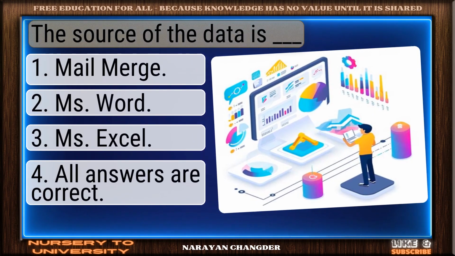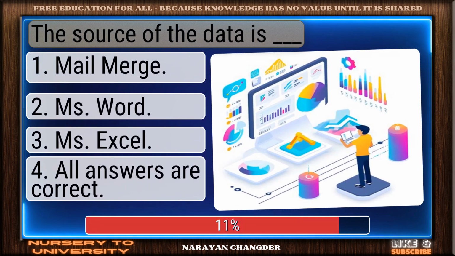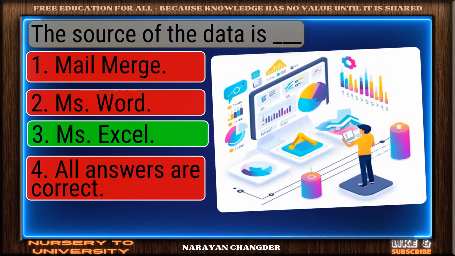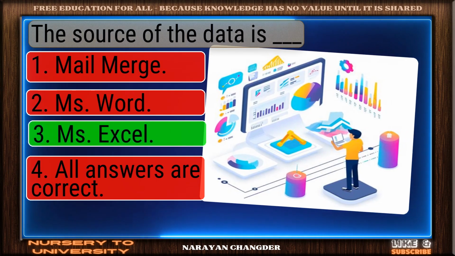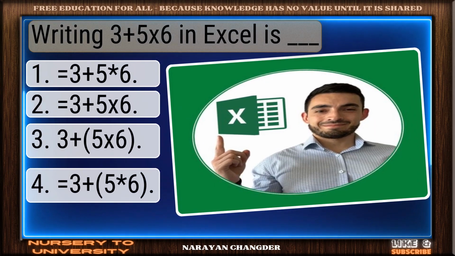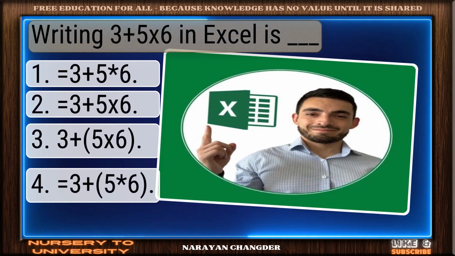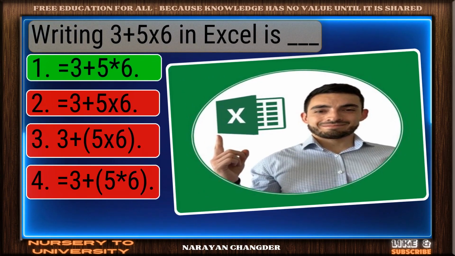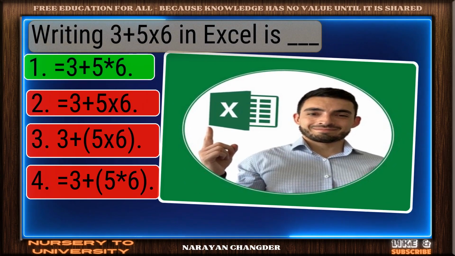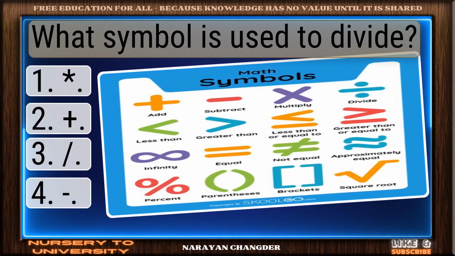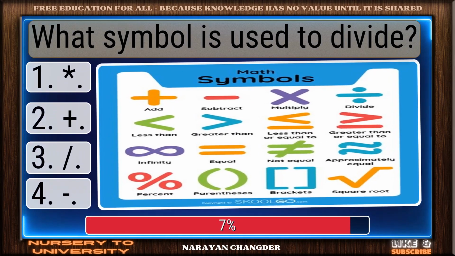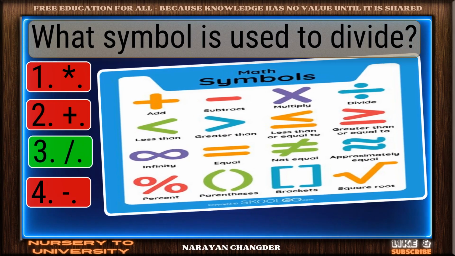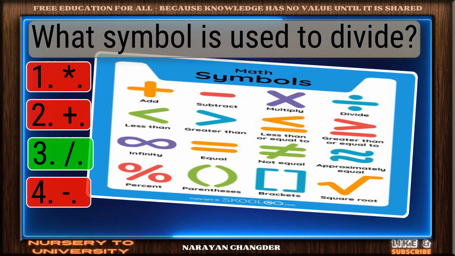The source of the data is dash. Solid response. Ms Excel is a valid choice. Writing 3 plus 5 of 6 in Excel is dash. Perfect. Equal to 3 plus 5, 6 is the correct choice. What symbol is used to divide? Great job. K is the accurate answer.